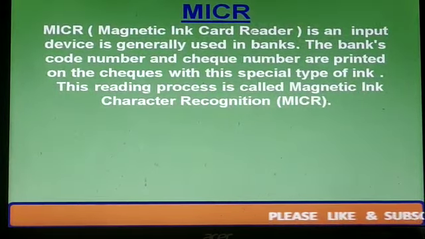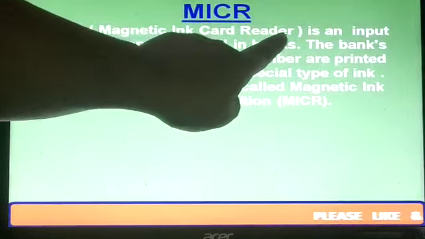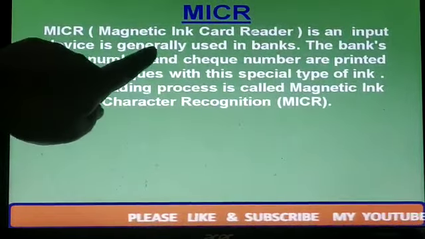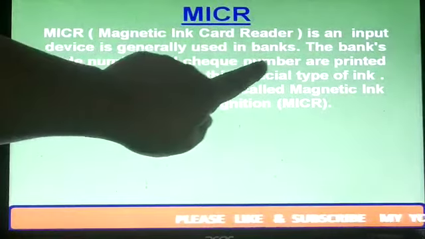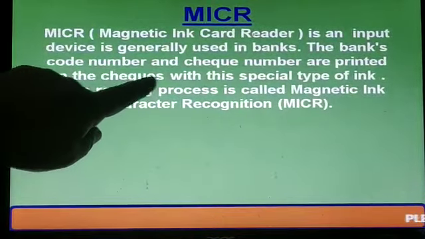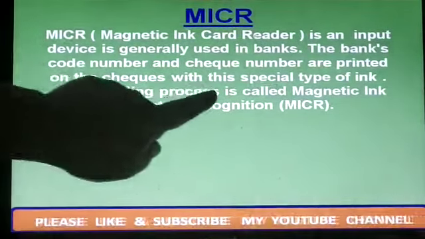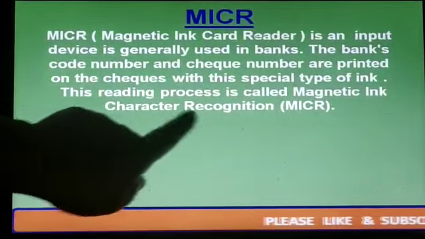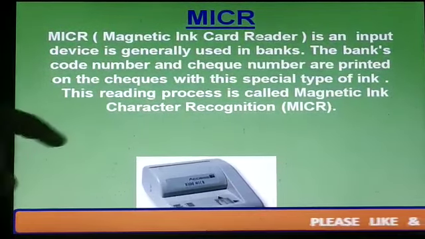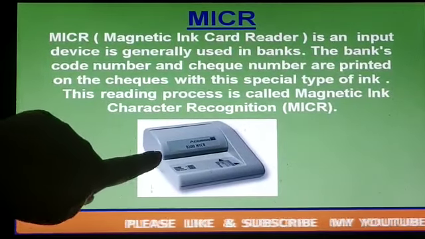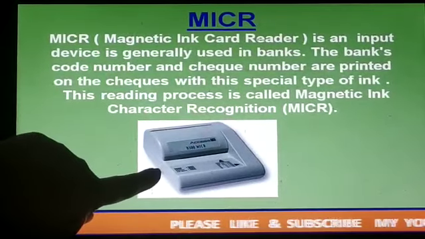Next is MICR. MICR means magnetic ink card reader. It is an input device generally used in banks. The bank's card number and the check number are printed on the checks with this special type of ink. This reading process is called magnetic ink character recognition. Here you can see the picture of MICR. This is an input device. It is used in banks to process the check.